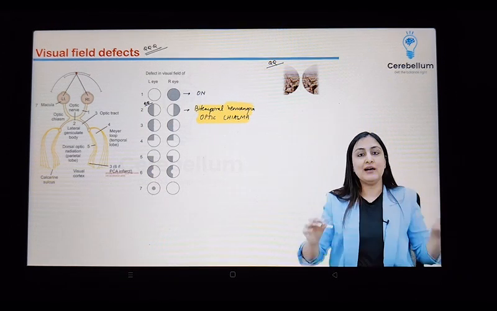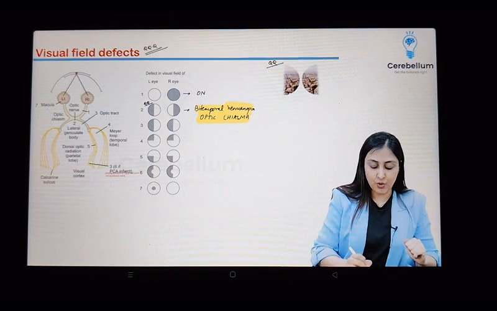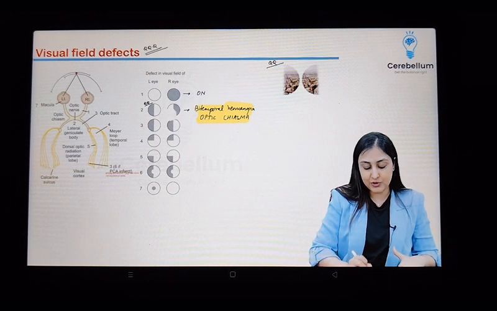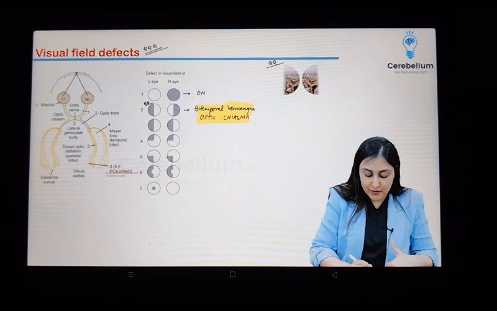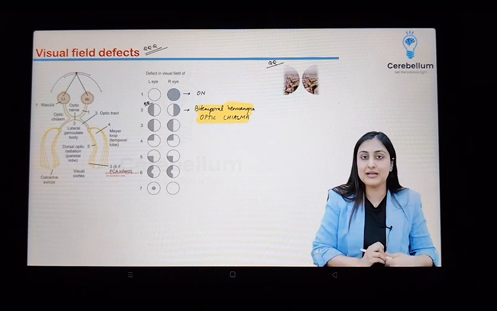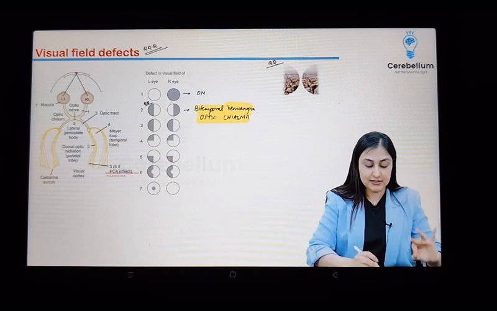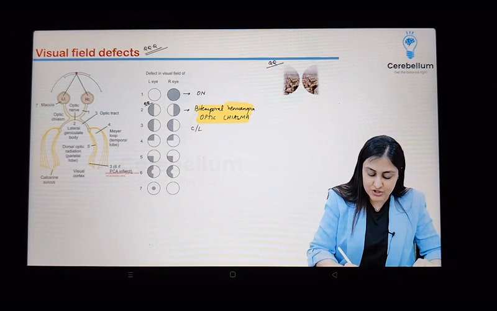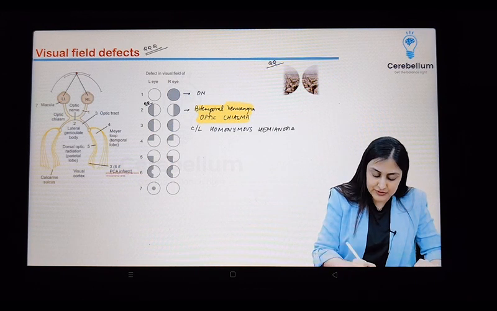From this point, now the fibers have crossed. Okay, so you want to remember that it is going to be homonymous hemianopia. Bitemporal is not corresponding, not symmetrical, that's heteronymous hemianopia. From this point onwards, behind the optic chiasma, it's always going to be contralateral homonymous hemianopia. This is the rule.